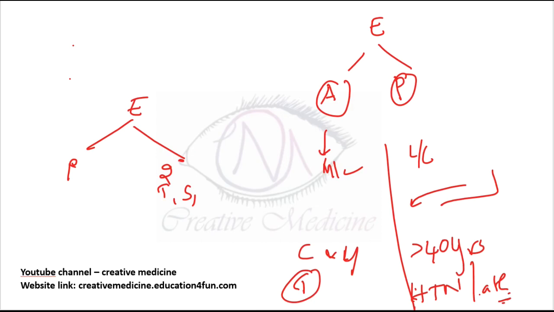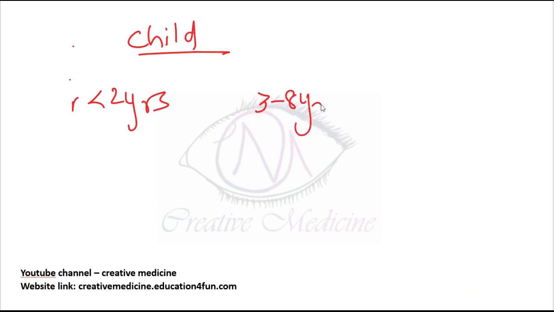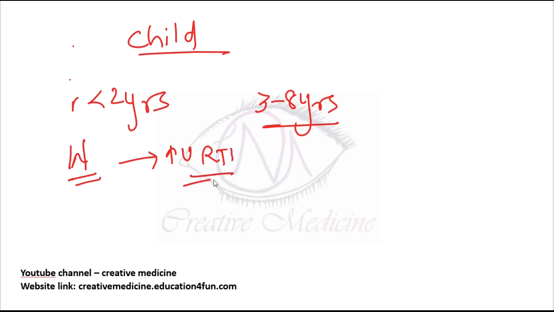Then, if you see epistaxis in children, epistaxis is actually rare below 2 years of age. The most common time it occurs is between 3 to 8 years of age. It is actually most common in winter months. That too, why? Because of increased upper respiratory tract infections seen in winter months.